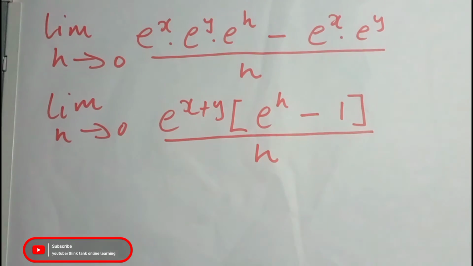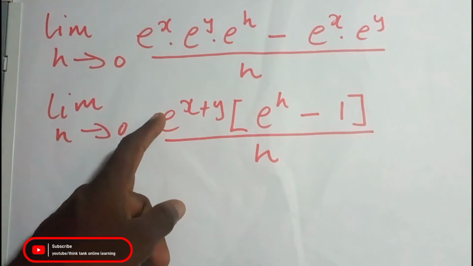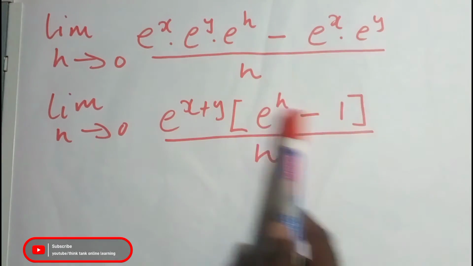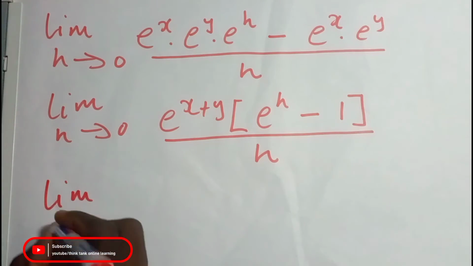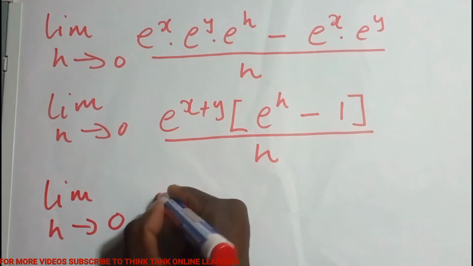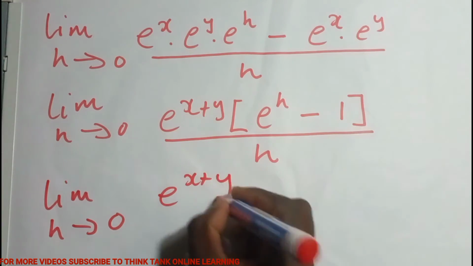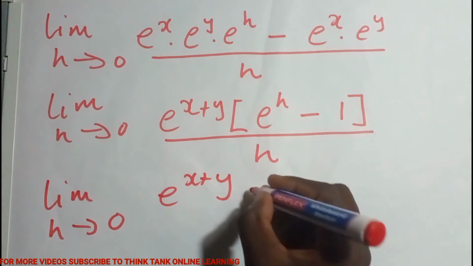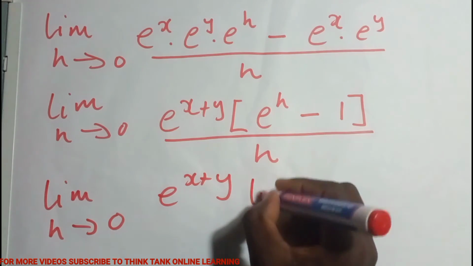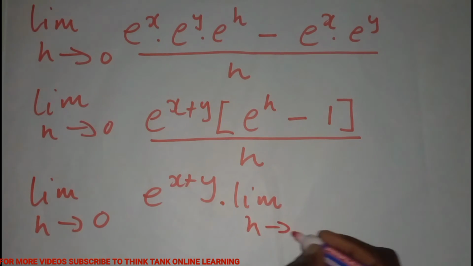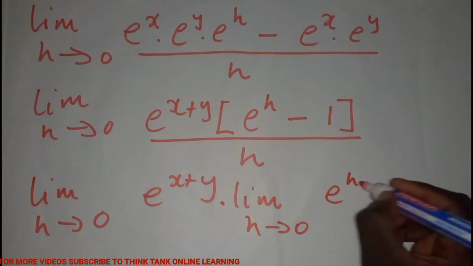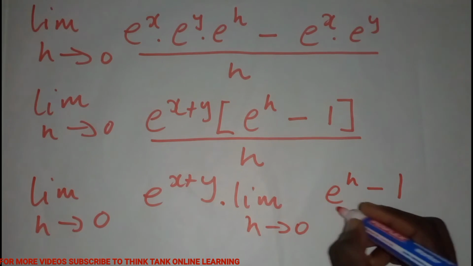Okay, so now I want to find the limit of two functions. So we're going to say this is one function and this is another function. So this is the same as saying the limit as h approaches 0 of e to the power x plus y, times the limit. So I'm just going to say this is the product of two limits. Let me put a dot here to highlight that we're multiplying, the limit as h approaches 0 of e to the power h minus 1 over h.